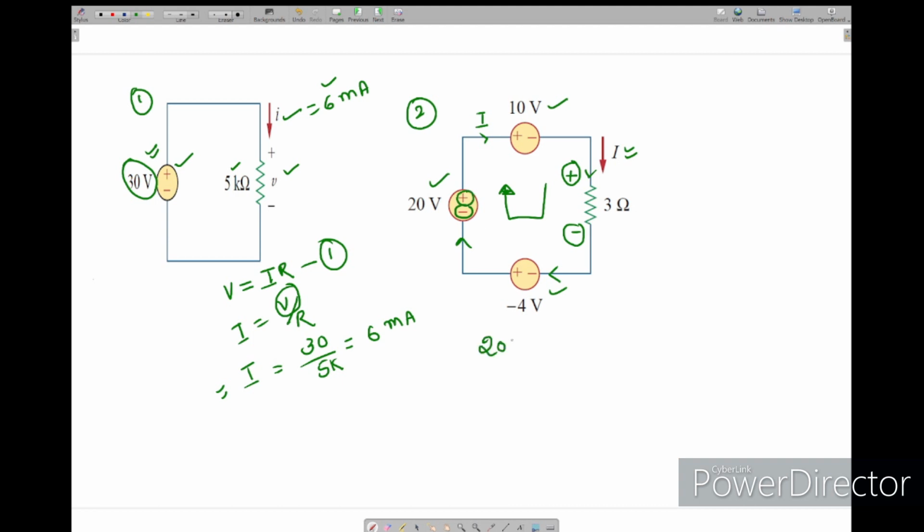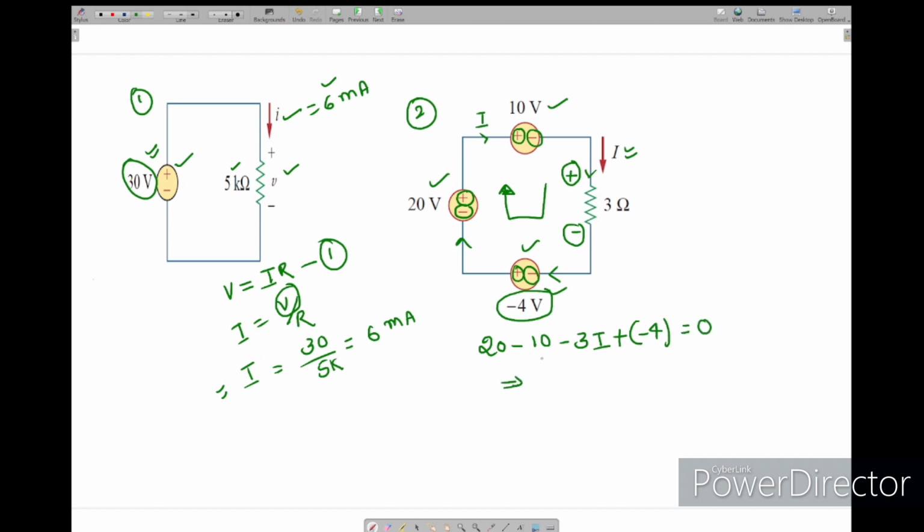I will write 20 volts. Here I am coming positive to negative, I will write minus 10. Again it is minus 2, positive to negative, I will write minus 3 times I. Again it is negative to positive, I will write plus 4 volts, but this value is minus 4. That's why I will write that particular value, equal to 0.